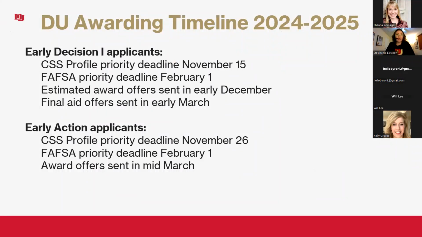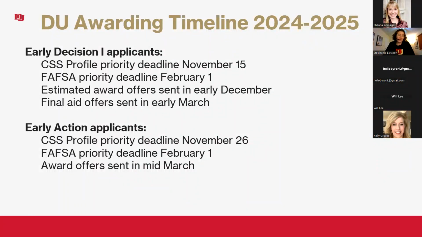So our awarding timeline here, based on when you submit your admission application, we have some priority deadlines for submitting the CSS profile. One thing I do want to say, priority deadlines are not hard deadlines to where you can't submit the FAFSA or the CSS profile after this date. This is just a deadline we suggest that says, hey, you should submit it by then if you want to receive a timely financial aid offer letter. If you don't meet that deadline or you're a little after, it's okay. You'll still be offered the aid that you're meant to be offered.